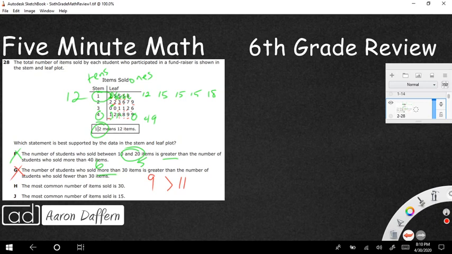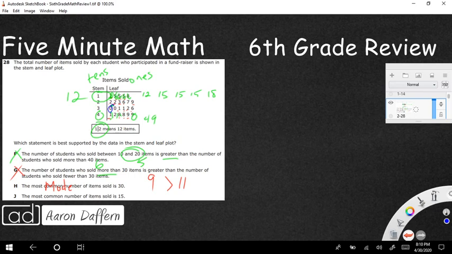We've got H, the most common number. So now we're just looking for our mode. That's usually the easiest one to find. It's either going to be 30 or 15, because those are the two options for H and J. Let me switch over to blue. So your mode, your most common number is 30.